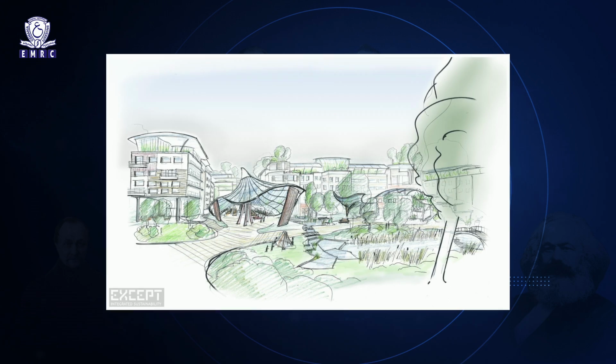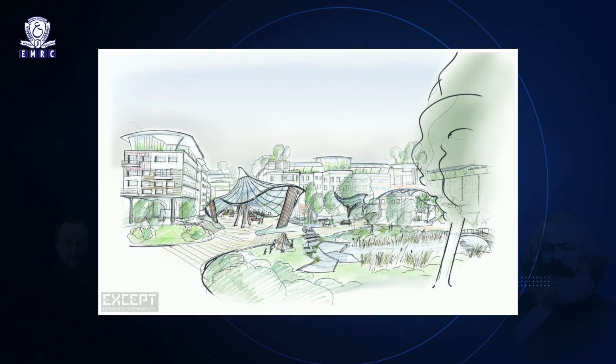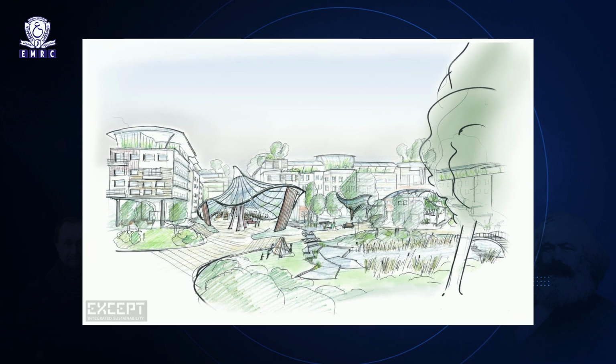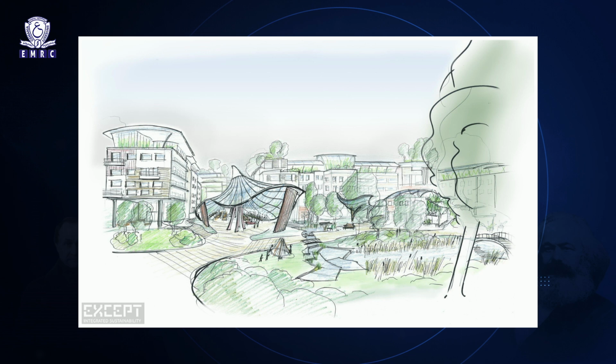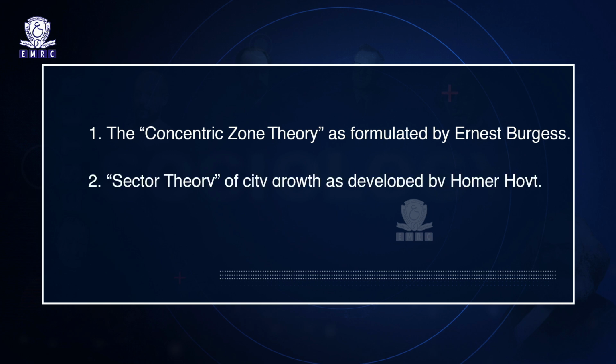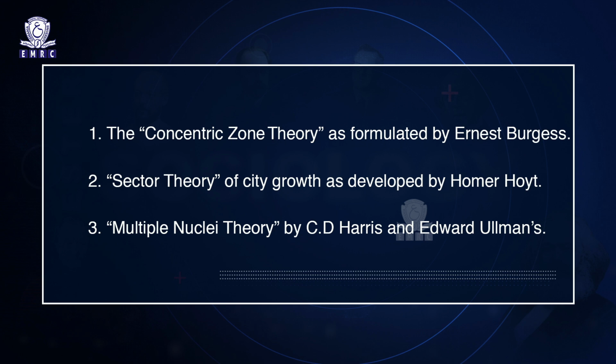Thus, conceptualizing an ideal type of ecological structure is not possible because the ecology of the city differs from country to region. Three theories of urban ecology patterns, or the ecological organization of cities, have been a matter of interest to sociologists. They are the concentric zone theory as formulated by Ernest Burgess, the sector theory of city growth as developed by Homer Hoyt, and the multiple nuclei theory by C.D. Harris and Edward Ullman.